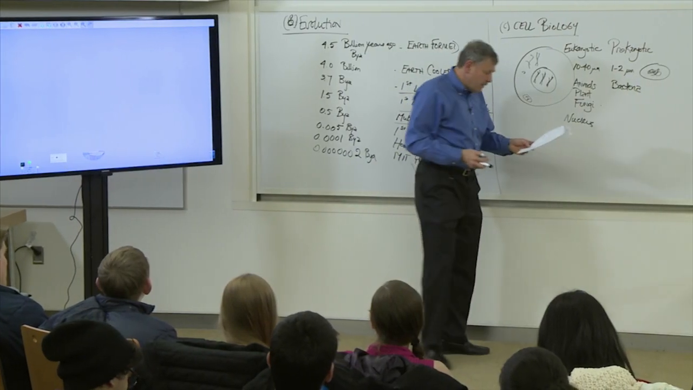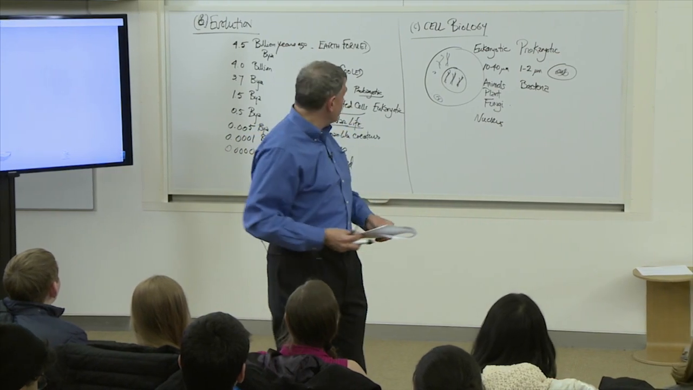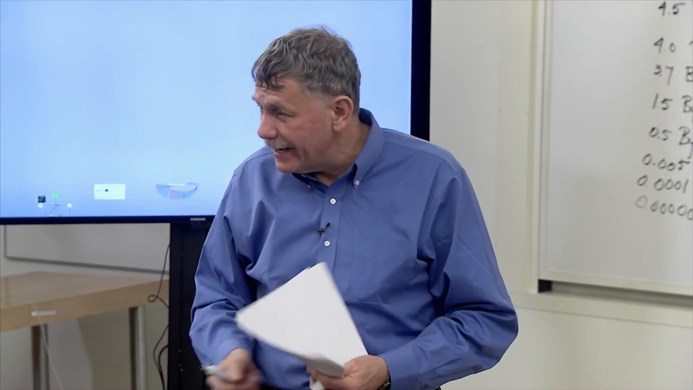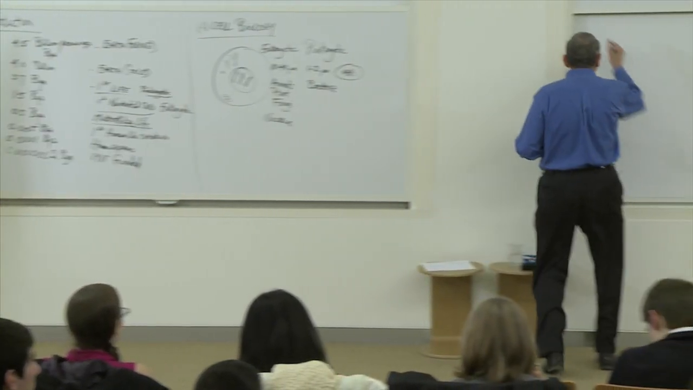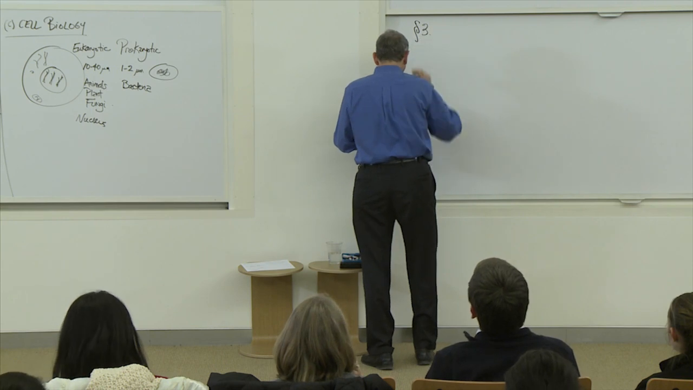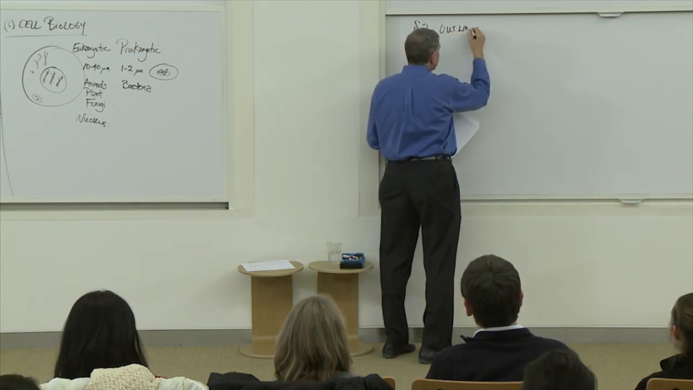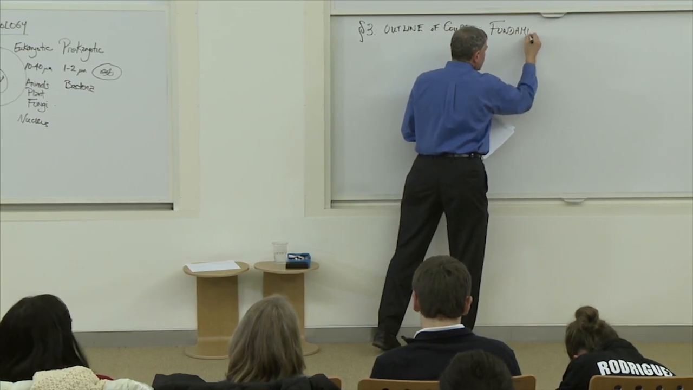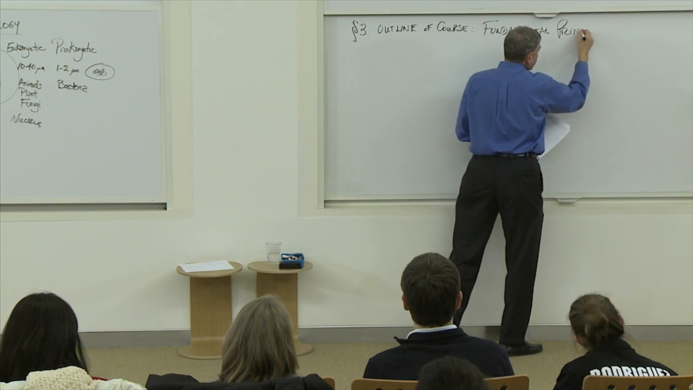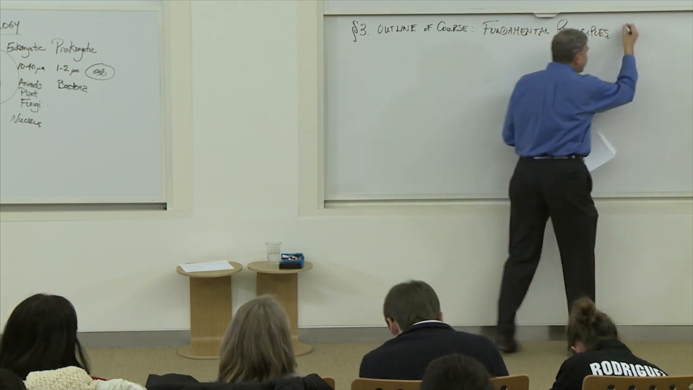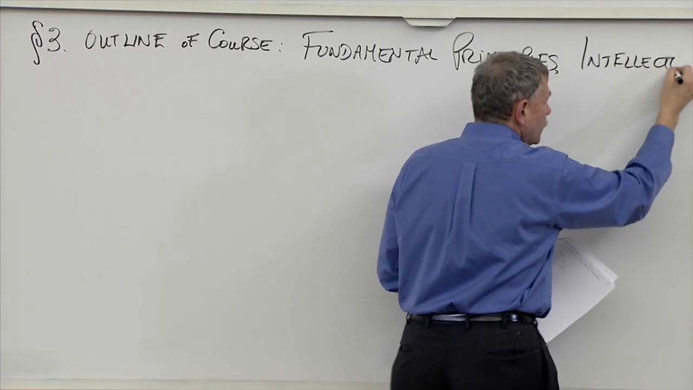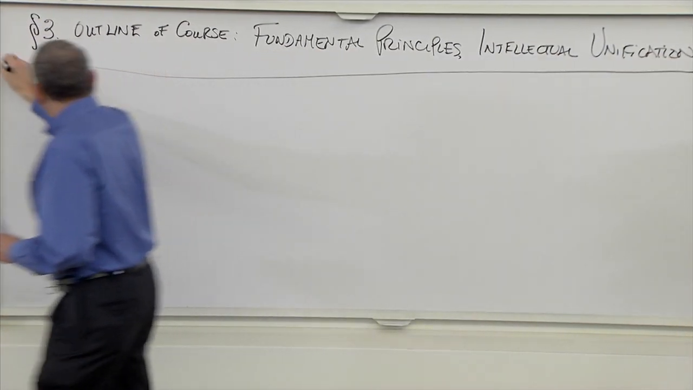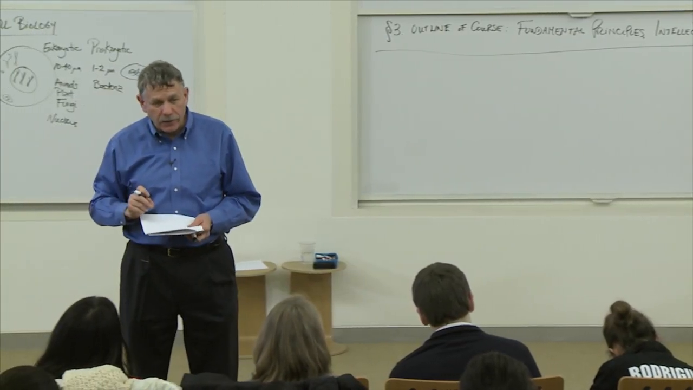Now, what are we going to do in this course if we're not going to study the whole diversity of life, and we're not going to study all of evolution, and we're not going to study all the details of cell biology? What we're going to do in this course is we are going to study the fundamental principles, and we are going to study the intellectual unification of biology.